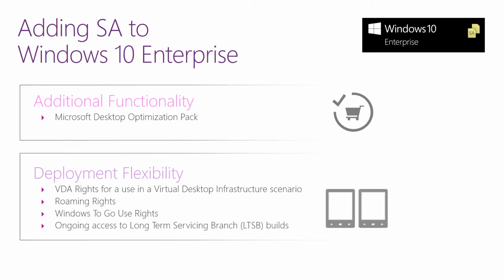Then there are rights to use Windows in a Windows to Go environment, and this is where a user has a USB stick with his organisation's corporate Windows image on it, and when he goes to a licensed device, he can use Windows from that USB stick. And the final thing we see here as an SA benefit is access to the long-term servicing branch. Now let's go on to the next slide to find out more about branches.